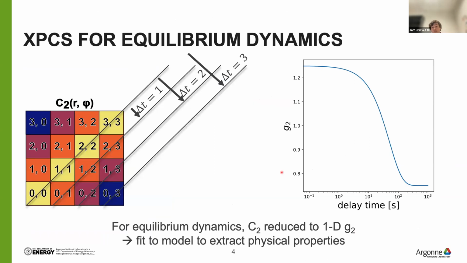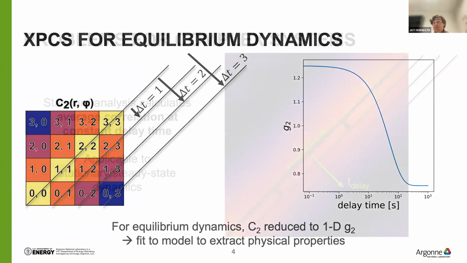And so the traditional way to look at this type of data is actually not to use the two-time correlation function at all. Instead, we look at constant delay times, assuming that we're in steady state, where each delay time is this delta t, or the x-axis over here. We average along these parallel diagonal lines, reduce it to a one-dimensional plot, and then you can fit it to some kind of analytical or empirical model to get something such as a time scale or a velocity out.